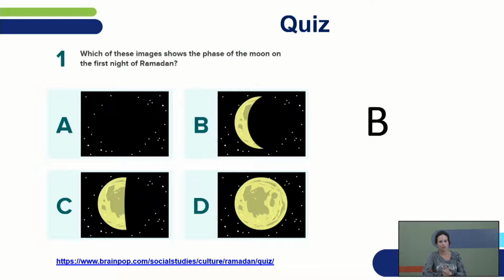Now, do you remember which picture of which moon shows us when it's the end of Ramadan? Well, the answer would be A, when you don't see the moon, right? It's called the new moon, when the moon is in total darkness. So A would be the picture to represent the end of Ramadan. B is the beginning of Ramadan, and the picture of the moon at A is the end.